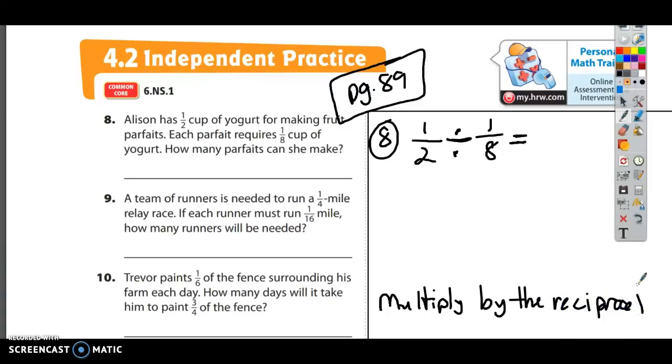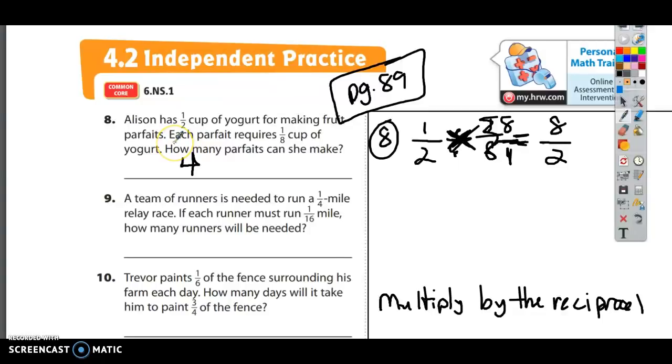So what we're going to do here is, instead of dividing, we're going to multiply. And we always find the reciprocal of the second fraction, which is 8/1. Now I have 1 times 8 is 8, and 2 times 1 is 2, and 8 divided by 2 is 4. So the answer is 4, but it's a word problem, and you always have to answer word problems in words. We don't have room for a complete sentence, but we at least have to answer the question.